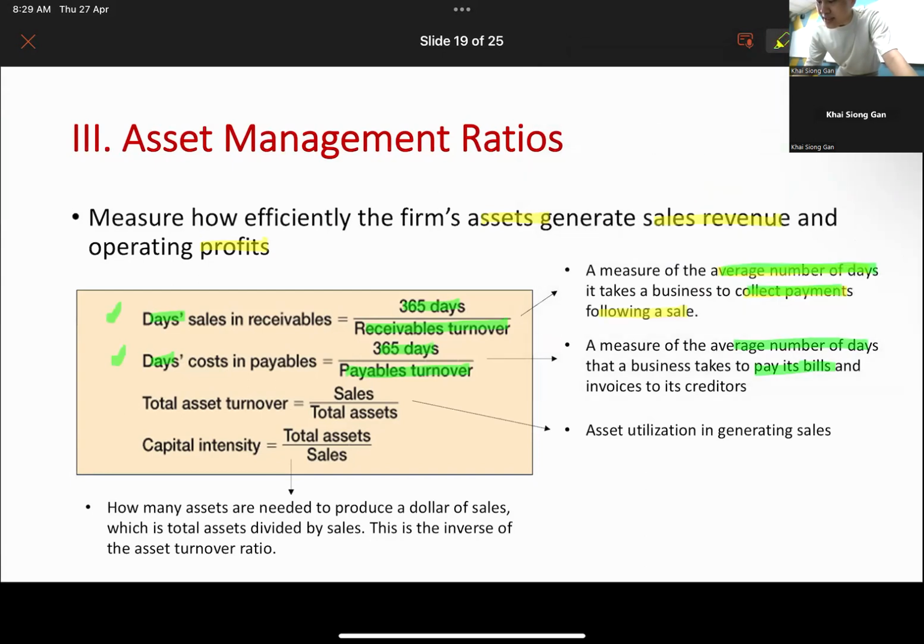And next one, total asset turnover. Total asset turnover means how well I'm using my assets in generating sales. So it's about asset utilization. Capital intensity is the opposite of the total asset turnover. I put total asset as the numerator and sales as the denominator. Why? Because I want to see how many assets are needed to produce $1 of sales. Total assets will be important, so at least you can focus on that.